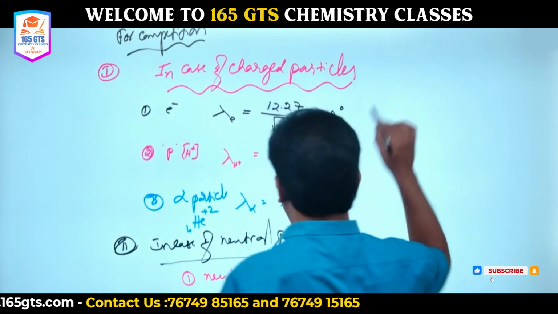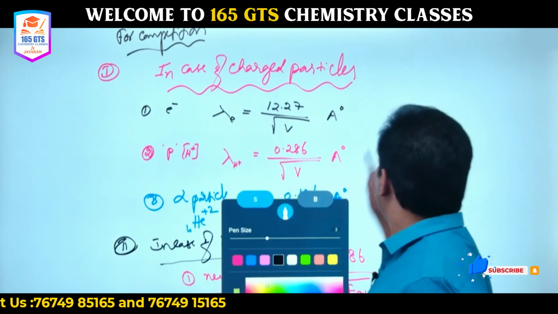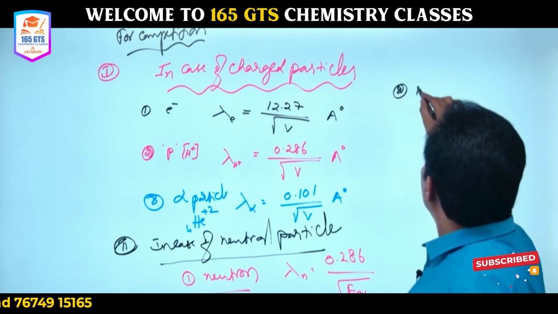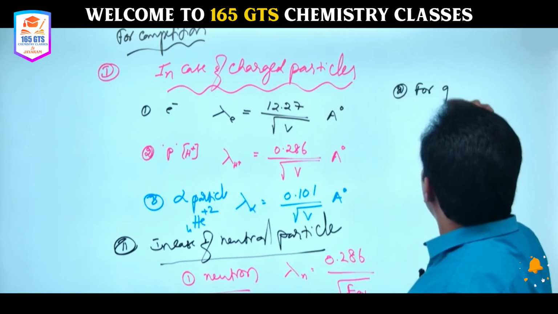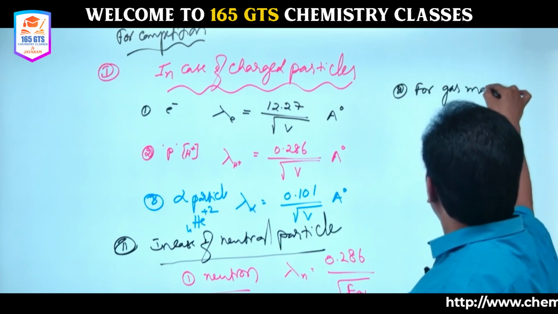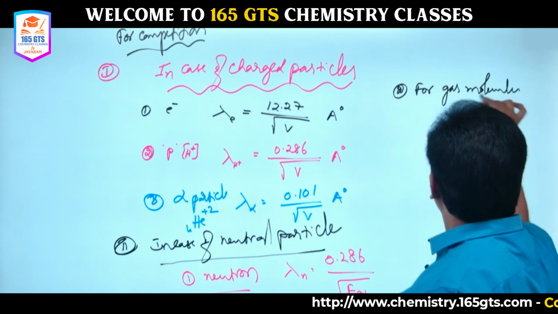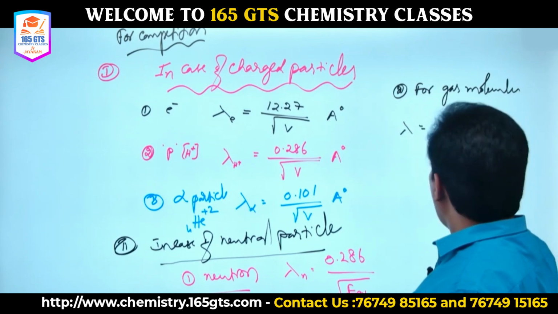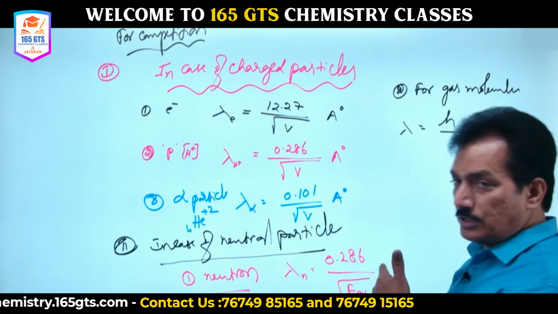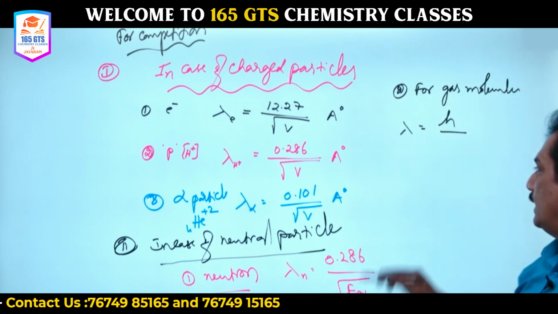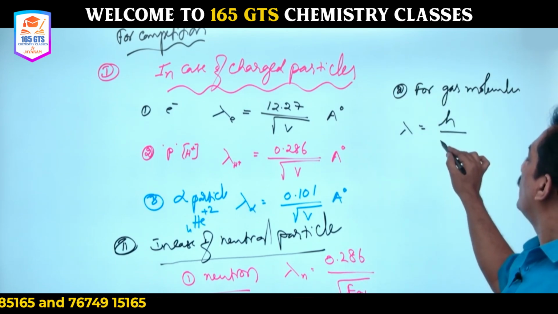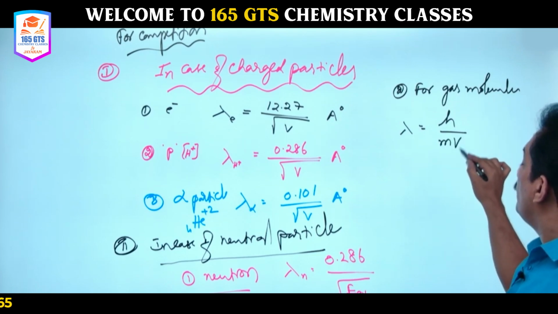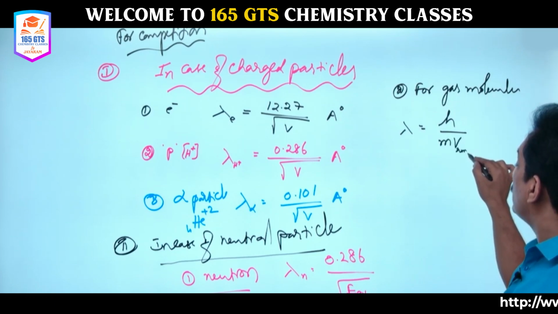And for molecules, it is for neutral gas molecules. Molecules also do not have any charge. In such a case, this lambda is given as h by mv, where h is Planck's constant and v is the RMS velocity.